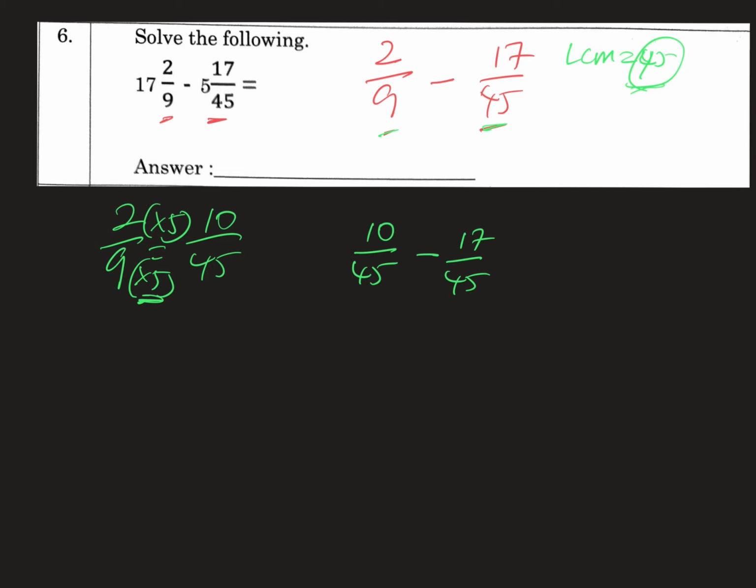So we can't subtract 17 from 10 because 17 is bigger than 10. If you have $10 and your brother or sister comes up and is like, hey, I want to borrow $17, you're gonna be like, nope, hard luck, ain't got that money. So what do you have to do? You have to borrow. So remember, the 2 9s was converted to 10 over 45, and this has 17 wholes.